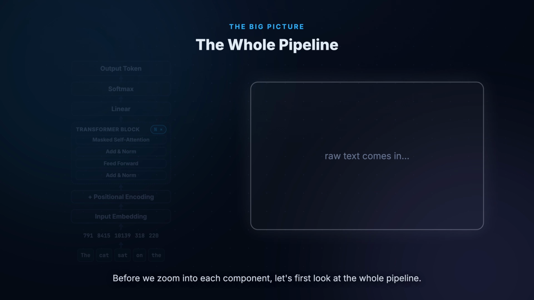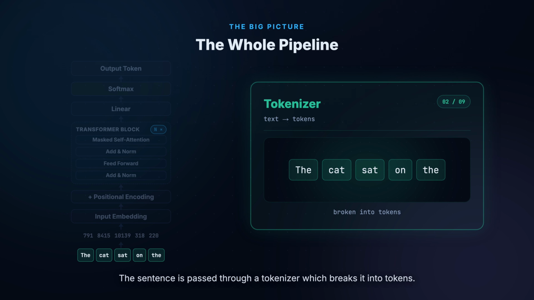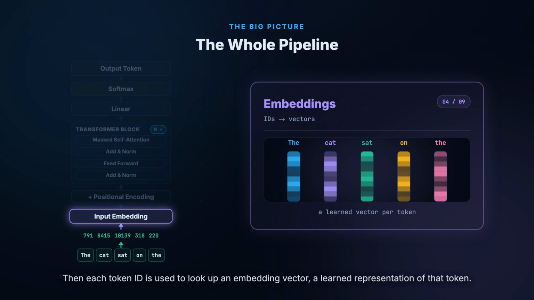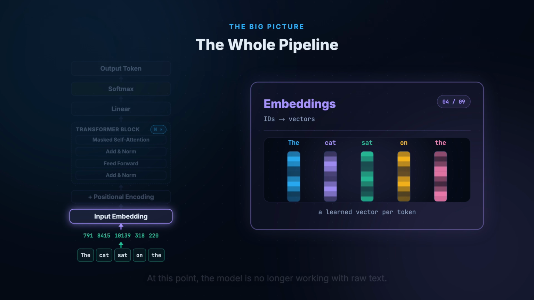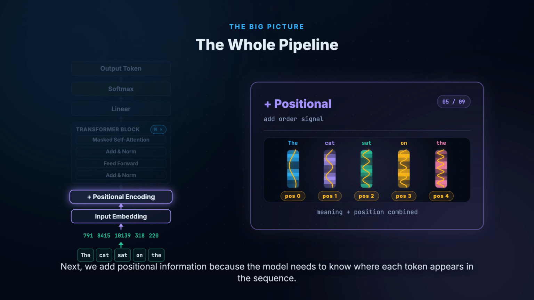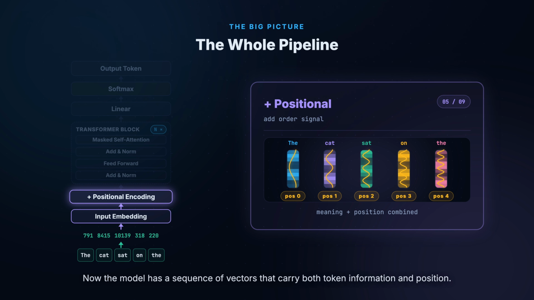Before we zoom into each component, let's first look at the whole pipeline. First, raw text goes in. The sentence is passed through a tokenizer which breaks it into tokens. Those tokens are mapped to token IDs, numbers from the model's vocabulary. Then each token ID is used to look up an embedding vector, a learned representation of that token. At this point, the model is no longer working with raw text. It is working with vectors. Next, we add positional information because the model needs to know where each token appears in the sequence. Now the model has a sequence of vectors that carry both token information and position.